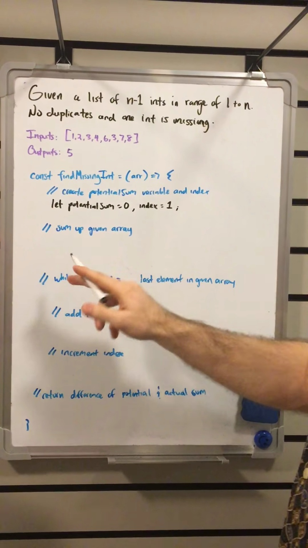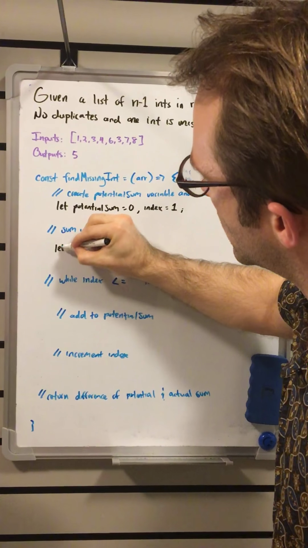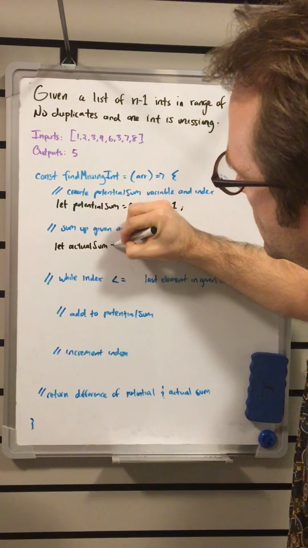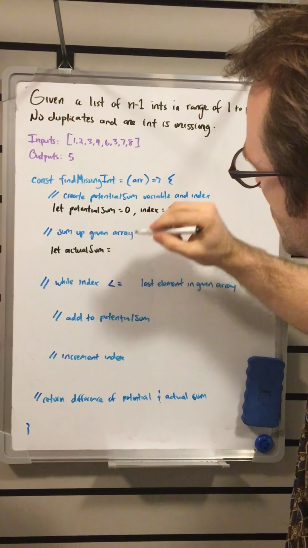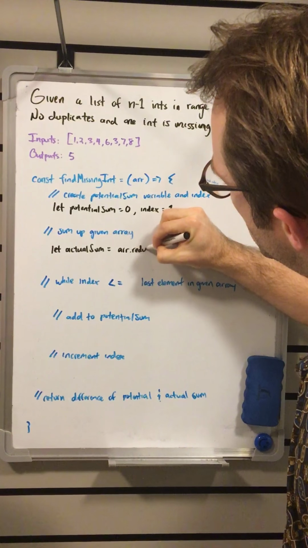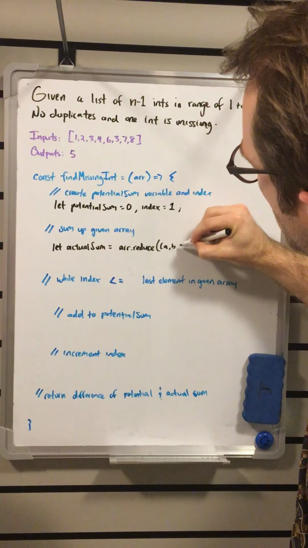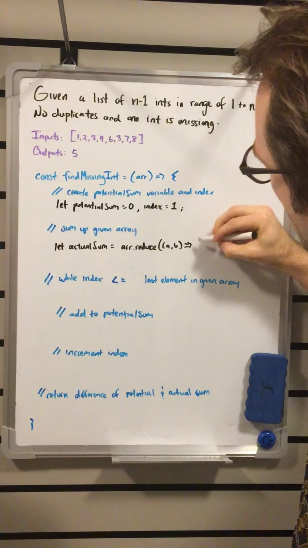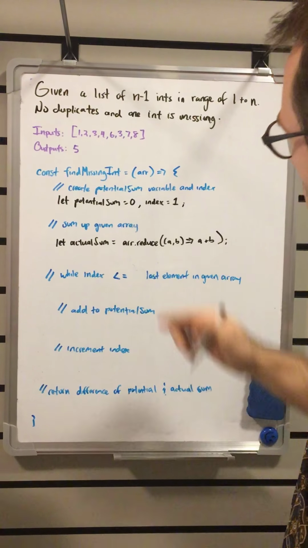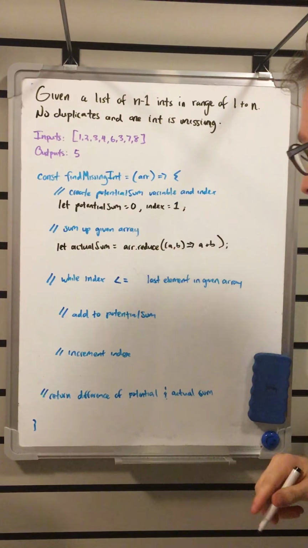So the next step we want to do is sum up this given array. So we're going to say actual sum. What is actually inside of this given array? So we set that to the given array reduced. We're going to say A and B. And all we're going to do is say A plus B. And that will give us our sum from 1 to 8 inside of this given list.